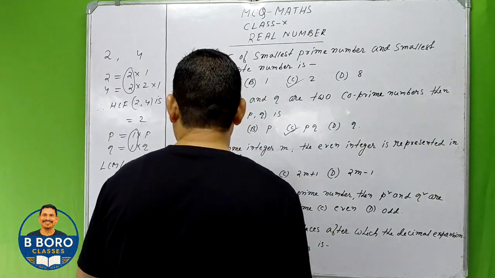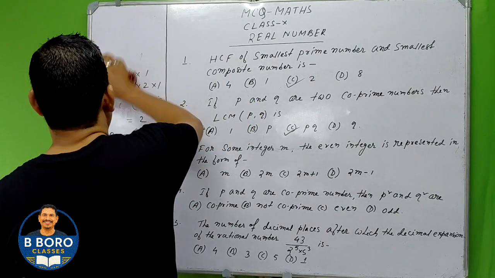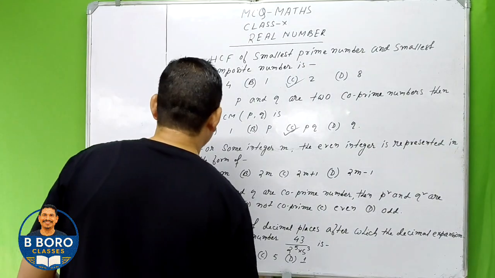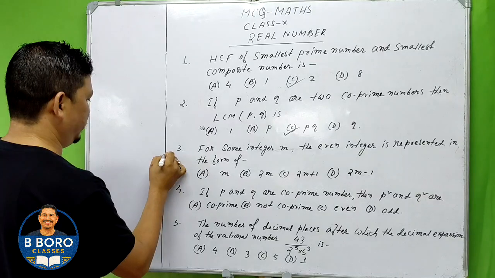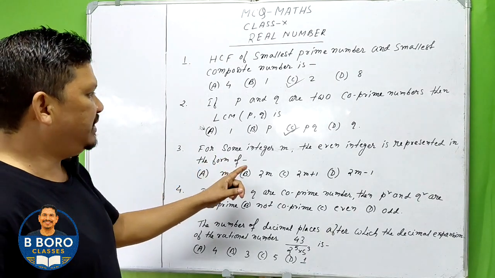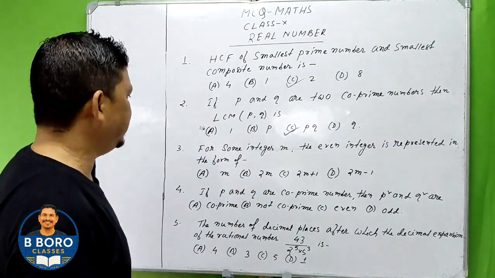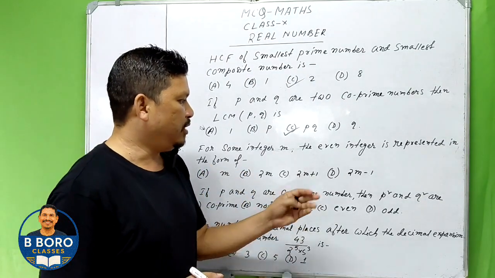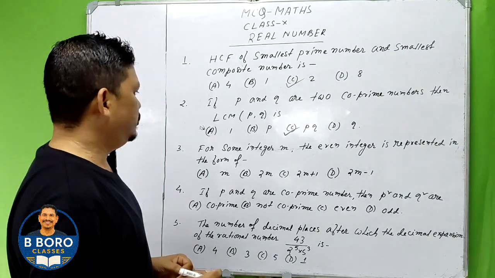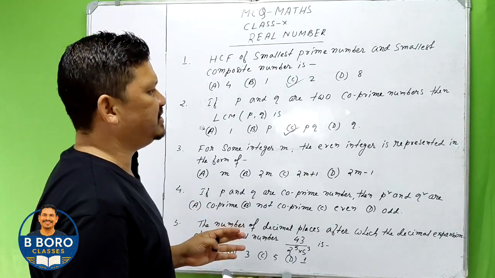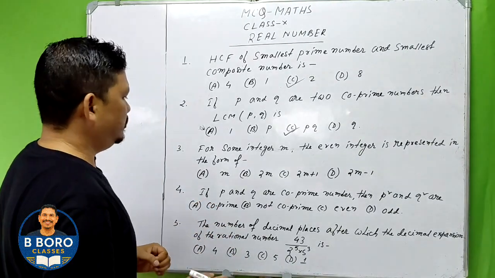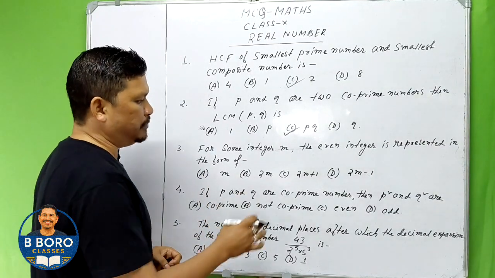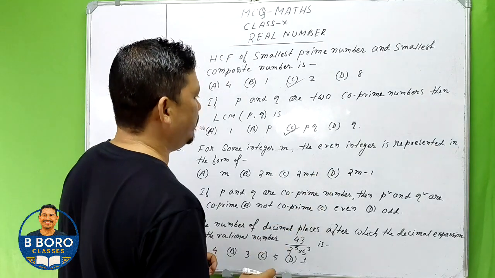So, if we proceed to the next question, question number 3. What is question number 3? For some integer m, the even integer is represented in the form of. Option A m, option B 2m, option C 2m plus 1 and option D 2m minus 1.